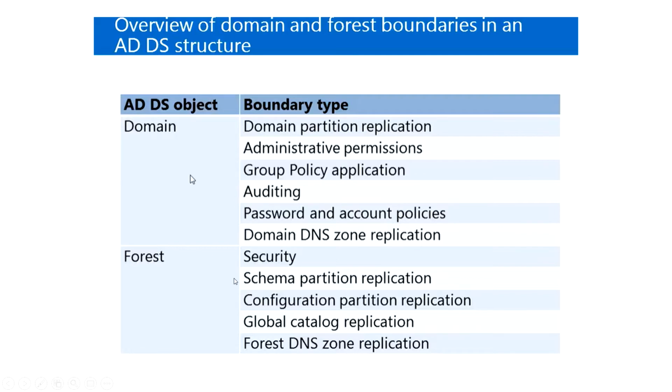In the forest, it covers the following boundary types: security and schema partition, configuring the partition replication, then global catalog replication, which is the important one, and the forest DNS zone replication.